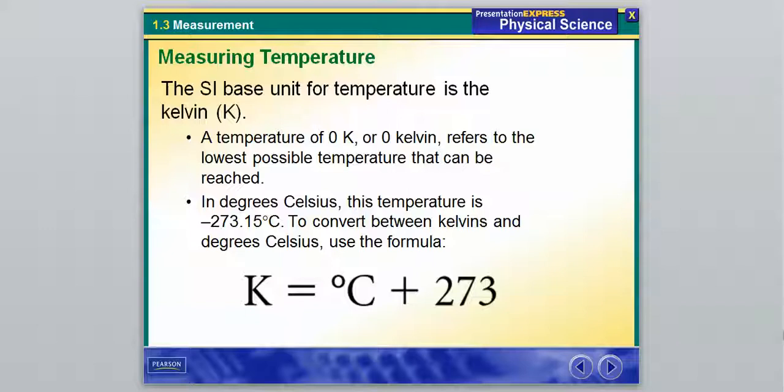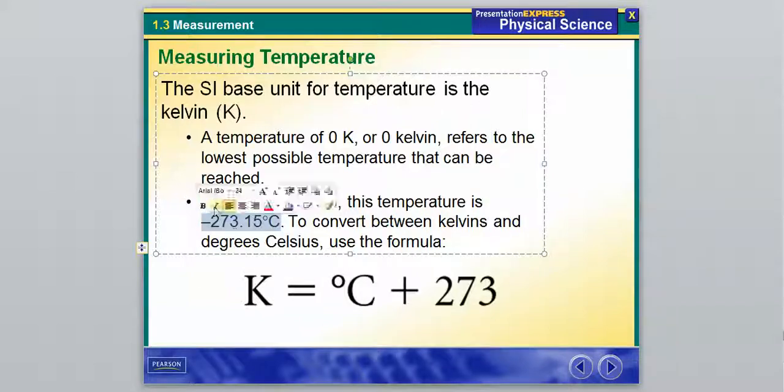However, neither of those two that we're most familiar with is actually our SI unit. Our SI unit is something called Kelvin, and a temperature of 0 Kelvin refers to the lowest possible temperature that can be reached. So we have something called absolute zero, or 0 Kelvin, on this SI scale. In degrees Celsius, this temperature is negative 273.15 degrees Celsius. So the absolute lowest temperature you can get in Celsius is negative 273.15 degrees Celsius.